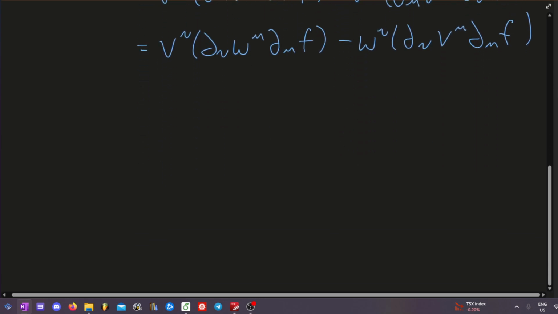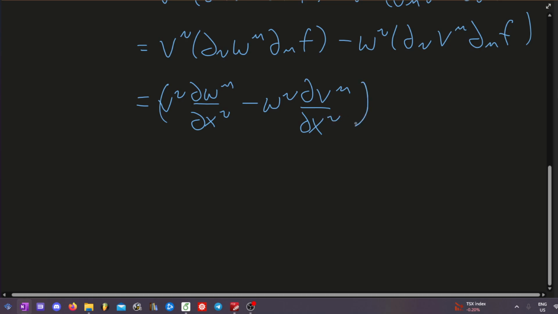Okay, and now we can write these in terms of the fraction derivatives, so it looks more like the problem. We get v^nu dw^mu by dx^nu, and then we pull out the derivatives on the f, so we'll have minus w^nu dv^mu by dx^nu, with the del_mu f out front.